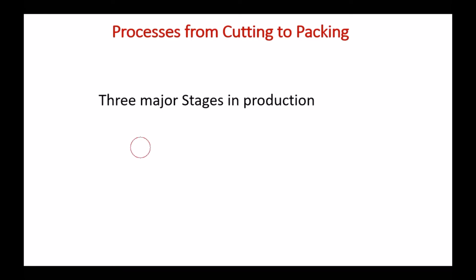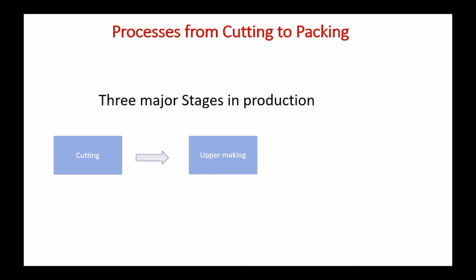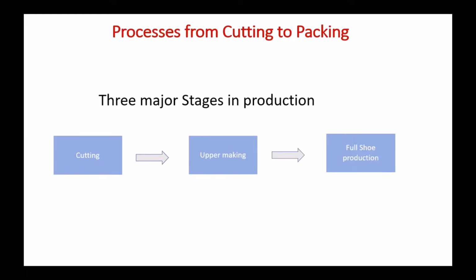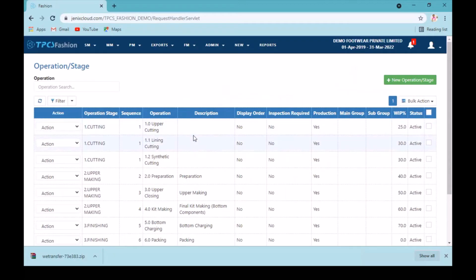So there are three major stages in production: cutting, upper making, and full shoe production. After that, it goes to your full shoe warehouse from where it is packed, AQL inspection happens, and then dispatch happens. So these three major stages, cutting, upper making, and full shoe production, I have configured it in TPCS. I'll show you the application now.